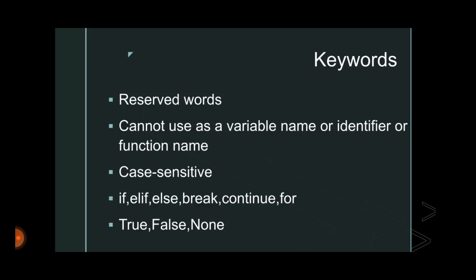Keywords are words which have a specific meaning in a language. It is a reserved word. Keywords are reserved words. They are predefined words to the compiler. It is a word that is reserved by a program because the word has a special meaning. It cannot be used as a variable name, identifier or function name, because it can be used only for a specific purpose.